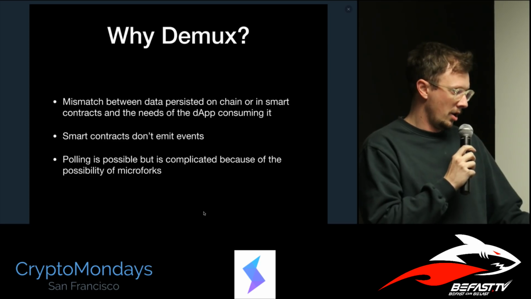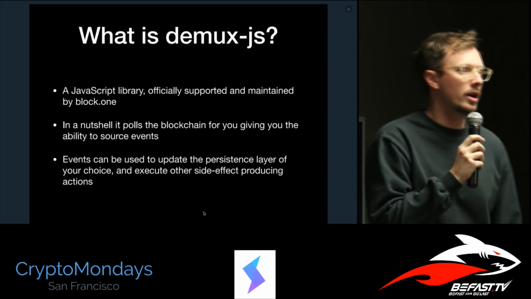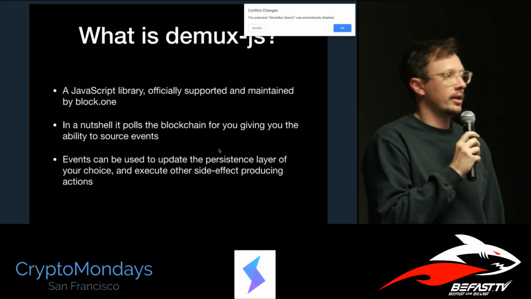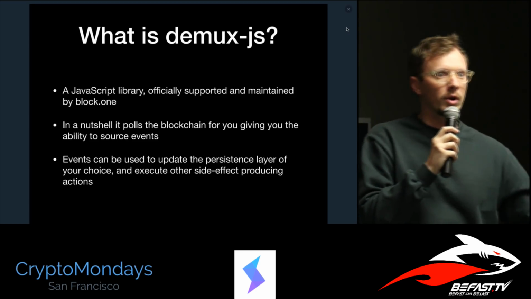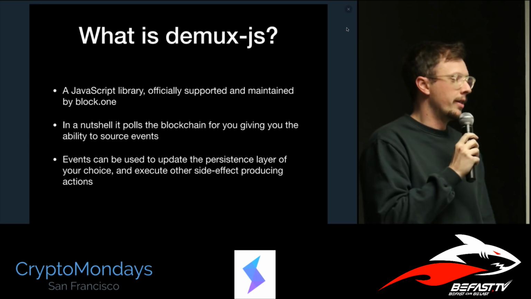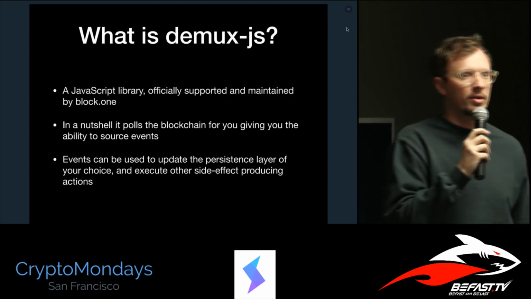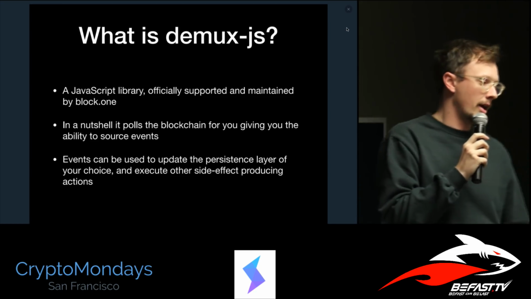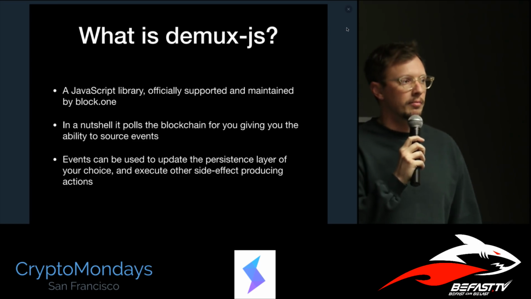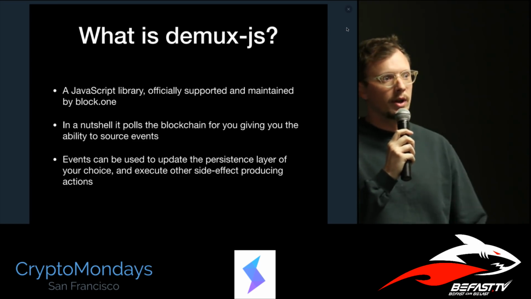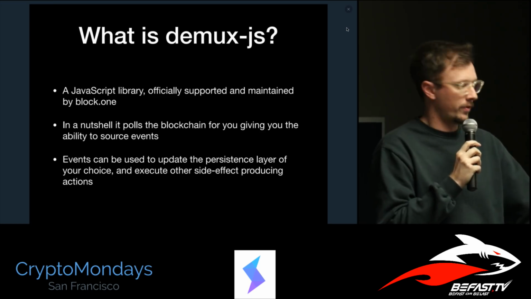which is nice. So DemuxJS is a JavaScript library, and it is officially supported and maintained by Block One and the people who are working on EOS. It basically polls the blockchain for you and then gives you some tooling, some places to listen for events. So it's for event sourcing. These events can then be used for updating the persistence layer that you choose to use for your app. So it could be a Postgres database, whatever. It's agnostic to that. And you can also use it for executing other side-effect producing actions, like calling an external API or even initiating another EOS transaction. So it's pretty useful. It's kind of a Swiss Army knife.